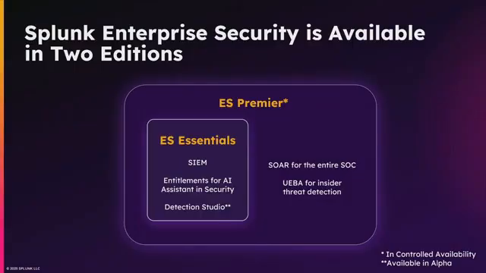So Splunk Enterprise Security is now available in 2 editions. The market leading SIEM, Enterprise Security Essentials, unifies threat detection, alert triage, threat intelligence, investigation, and response into a single platform. And now it is enhanced with the AI Assistant for security. And we've also announced Detection Studio in alpha. Enterprise Security Premier takes that market leading SIEM and expands it by adding the native SOAR that we mentioned and the native UEBA.